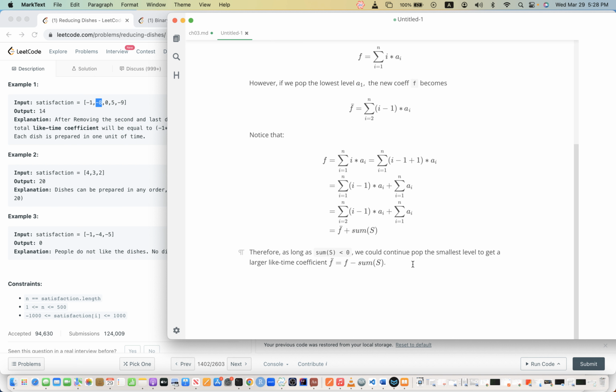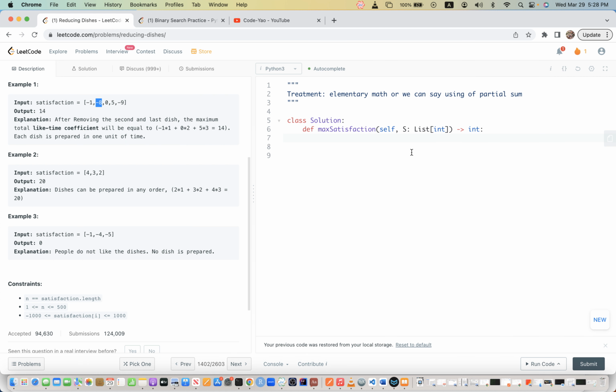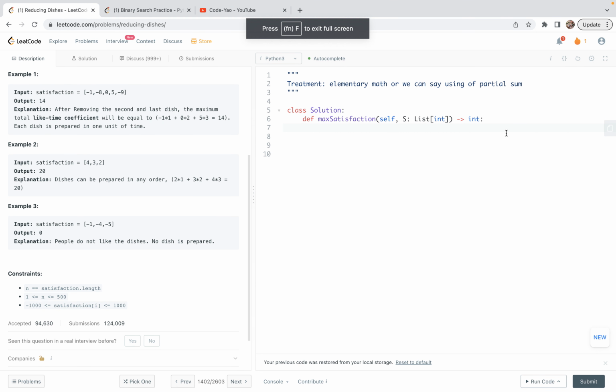So this is the strategy we're going to use for the coding of this problem. With that said, I guess writing the solution is very straightforward now. Now let's move to the coding part. So for the coding part, first I changed the satisfaction name to s, just for convenience of typing.